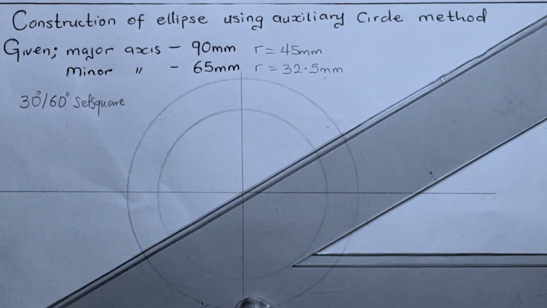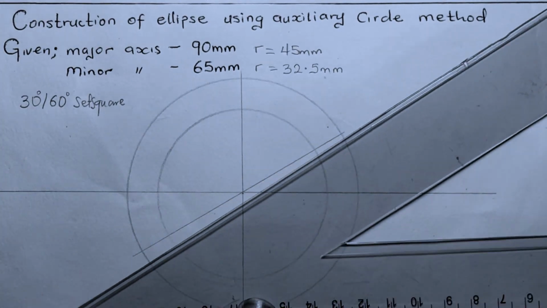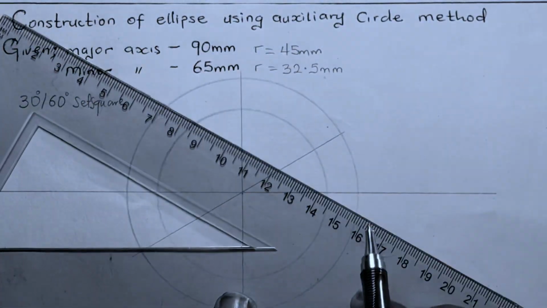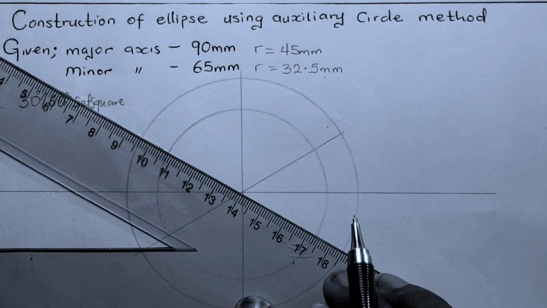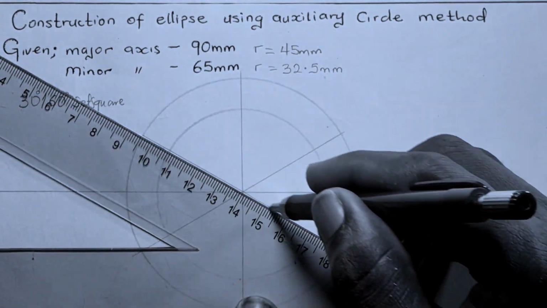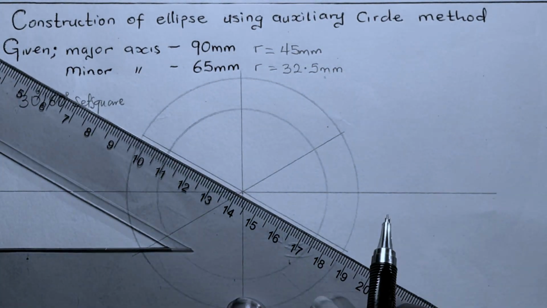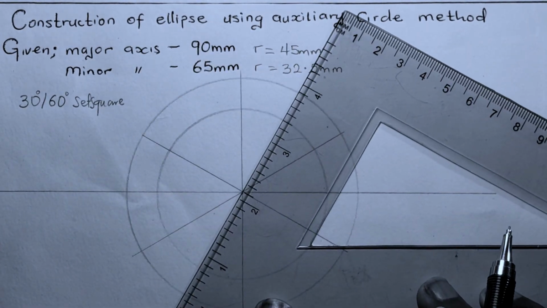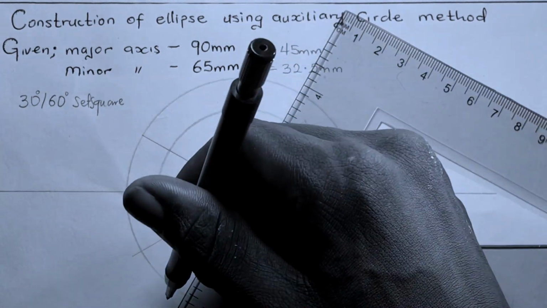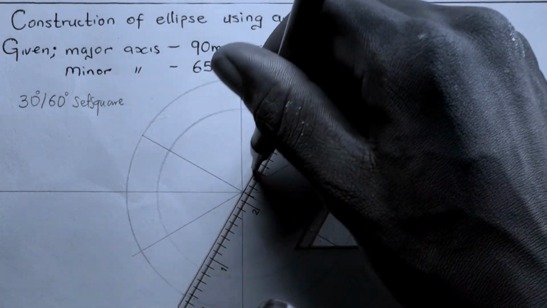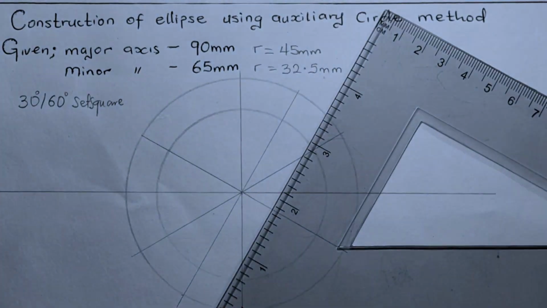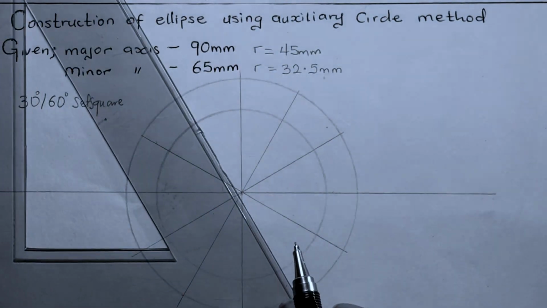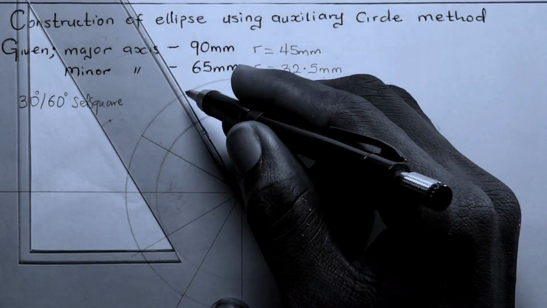We cut the circle, then we turn it to the other side and draw another 30 from the other side. After drawing our 30, we come to the second side, which is 60. We draw 60, and then we turn it to the other side to draw our other 60.